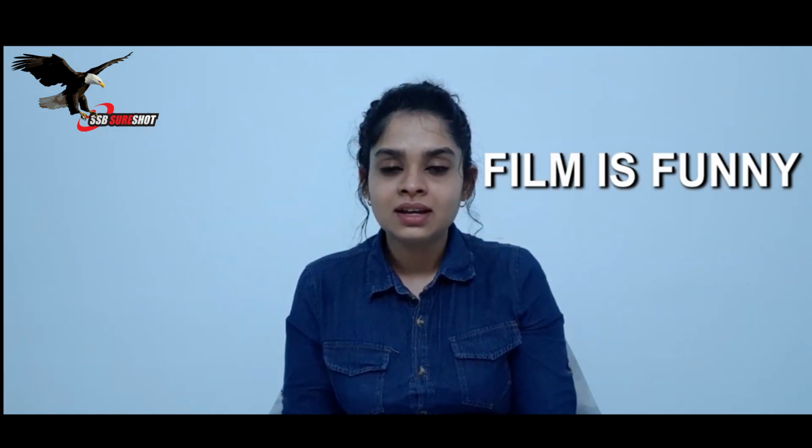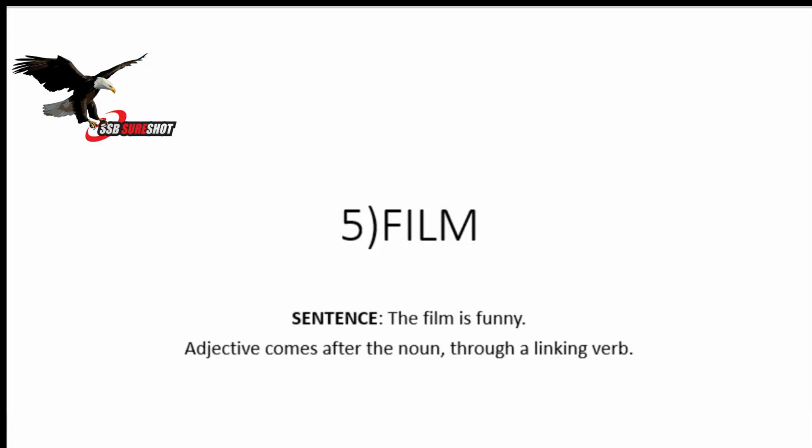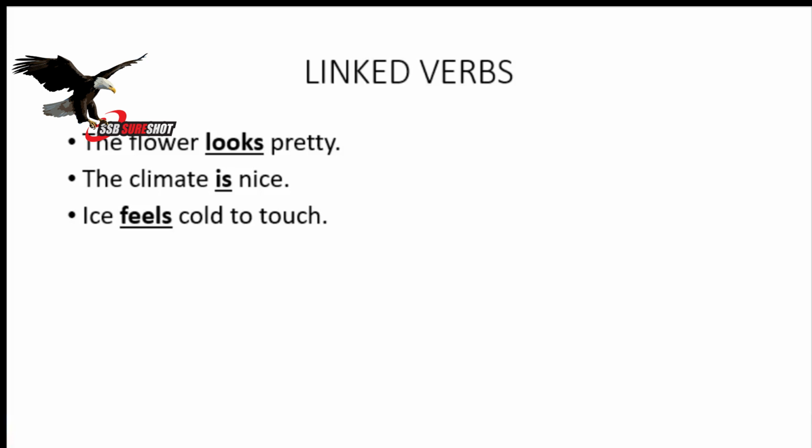For this, let's consider the sentence, the film is funny. Funny is naturally the adjective because it describes the noun which is film. But please note that in this case, unlike the other 4 cases that we dealt with, the adjective comes after the noun and it is linked through a linking verb. In this case, the linking verb is. A few other examples with linking verbs are: the flower looks pretty, the climate is nice, ice feels cold to the touch.